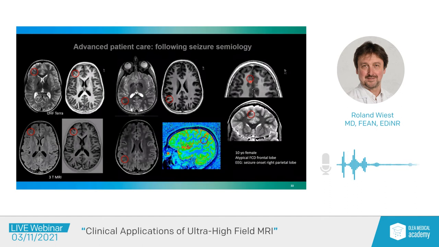So this patient had three potential epileptic lesions, but the one that was fitting best into the clinical semiology was the one over here at the junction of the right temporoparietal area. You can see, and this is the T1 map over here, that this lesion directly touches the cortex. So we thought this could be a very small, subtle FCD type 1 cortical dysplasia here in the parietal lobe.